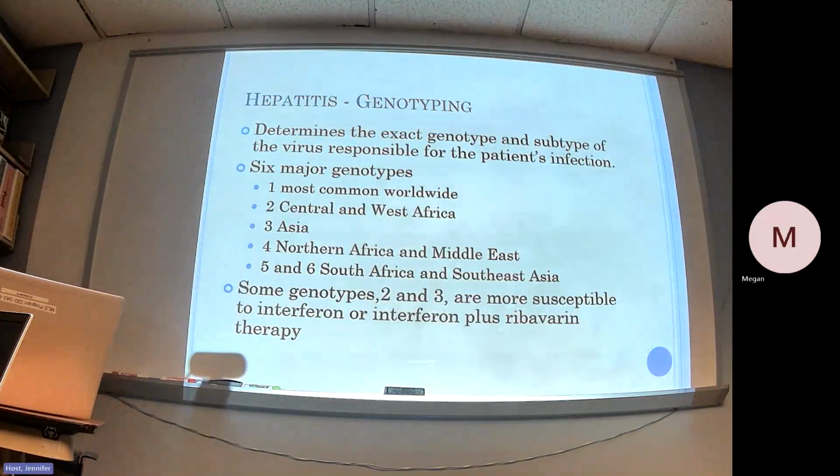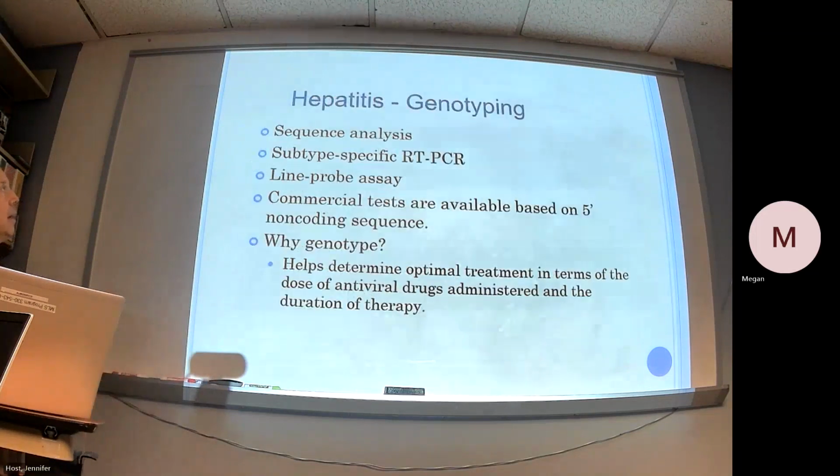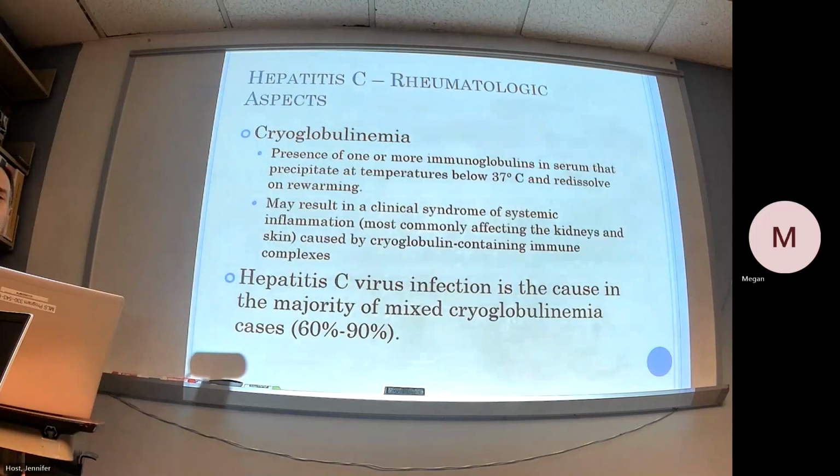You can genotype, depending on the types of hepatitis C. That's just for if they're going to get therapy. And again, the genotype is just a specific type, so it'll look different by PCR.